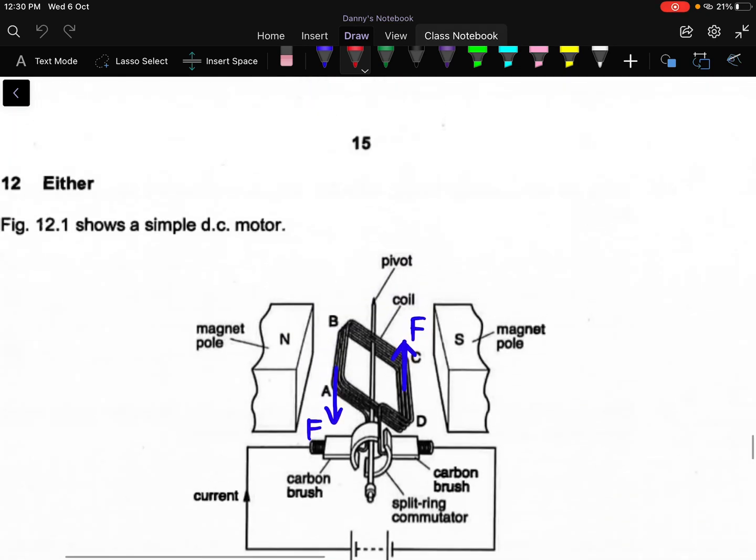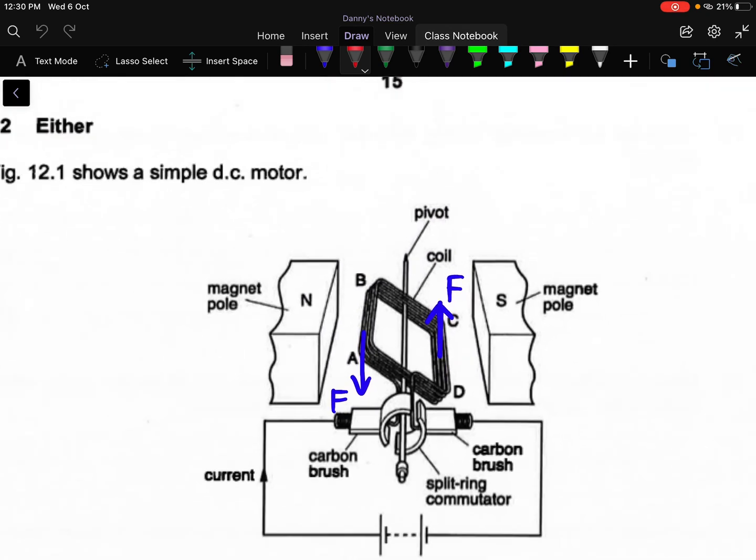So for part B, this is the answer. You need to take note. You should be drawing the start of the force at the middle, and you should vertically draw down, and then from the middle vertically draw up. And if you can, make sure that these two lengths are the same.